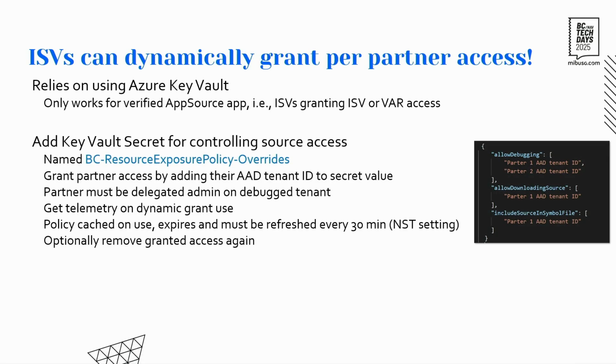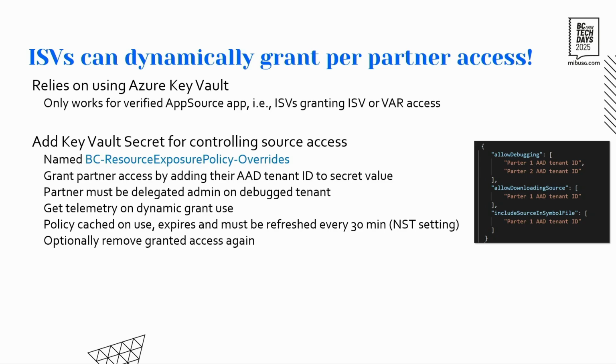We heard about the key vault that you could set up, and we saw before how you can set it up. If you have a key vault for your app, you can put in a secret called BC Resource Exposure Policy overrides in that app. And then you can specify or grant specific partners access to be able to debug or download or get the code from symbols.